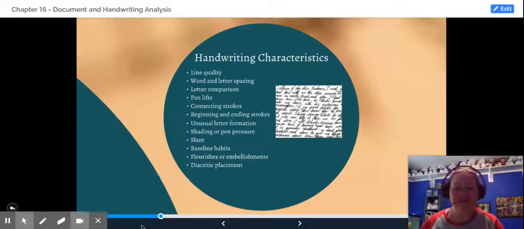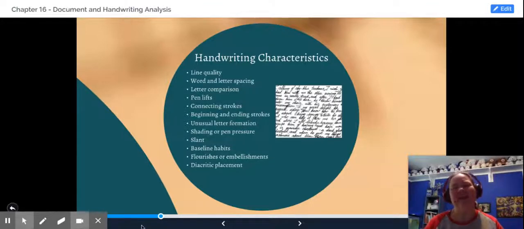Compare how the writer begins and ends a word, number, or letter. Unusual letter formations, slanting and pen pressure, baseline habits. Do they follow a straight line all the way across, or do they tend to kind of go up, or do they kind of tend to go down? Sorry about the noise. You're probably hearing the cats running around playing with each other. Flourishes and embellishments, fancy letters, curls, loops, stuff like that.